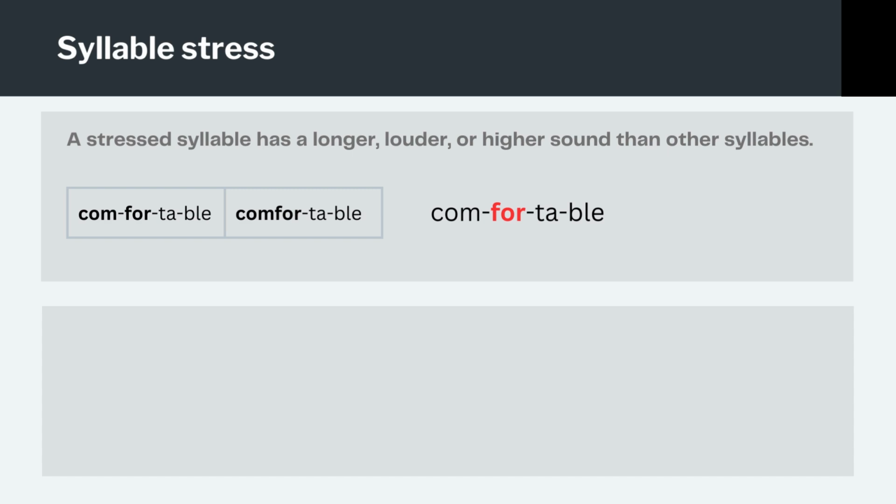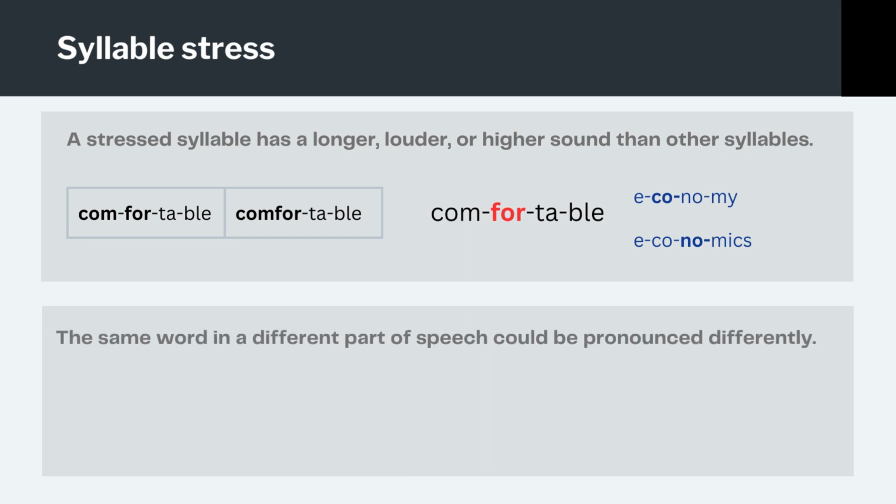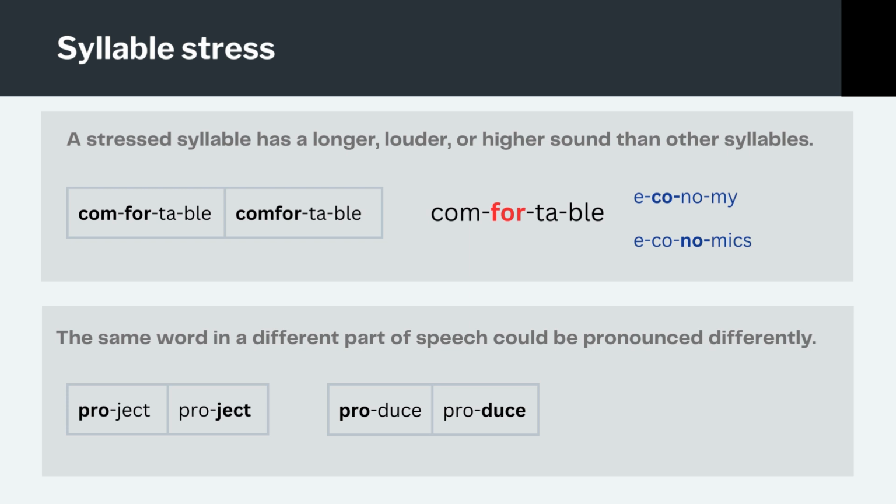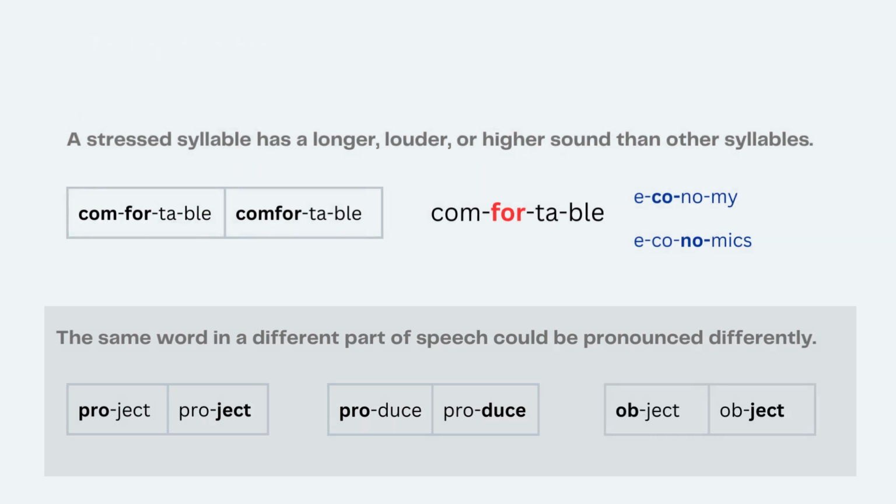Sometimes it's hard for non-native speakers to know where the syllable stress is, and if it's wrong, it sounds weird. For example, if you say the word economy with the wrong stress, it sounds strange. But economics is not economics. Also, the same word in a different part of speech could be pronounced differently. For example, project is a noun, but as a verb, it will be project. Project, project. Produce, produce. Object, object.